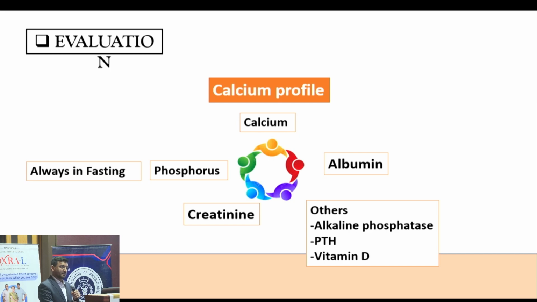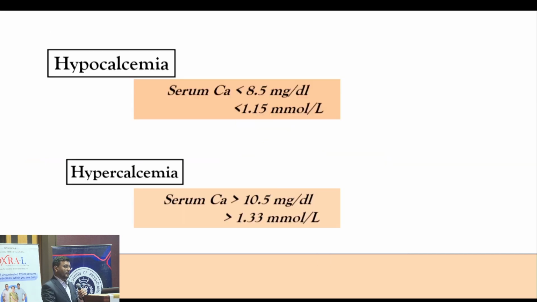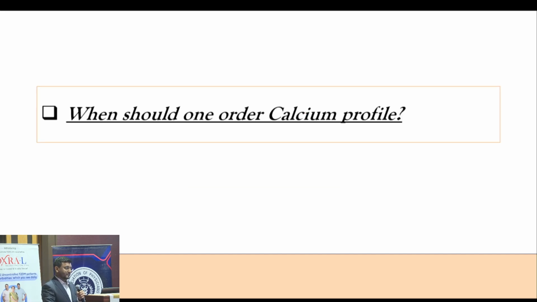The second tier investigations include ALP, PTH, and vitamin D. Hypocalcemia is defined as calcium less than 8.5 milligram per deciliter, and hypercalcemia as more than 10.5 milligram per deciliter. For ionized calcium, we should consider the respective laboratory range.